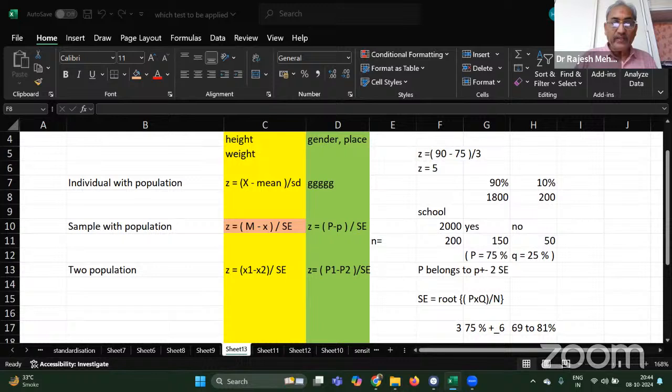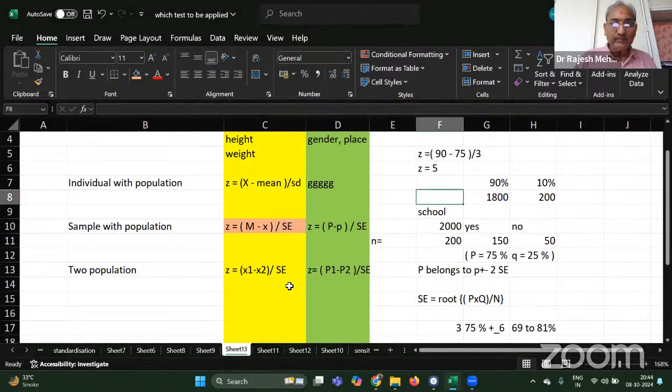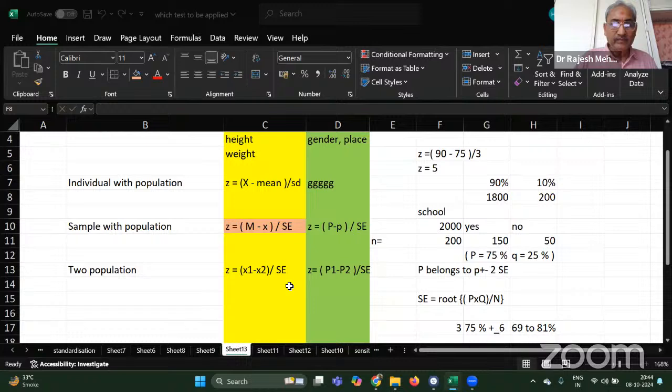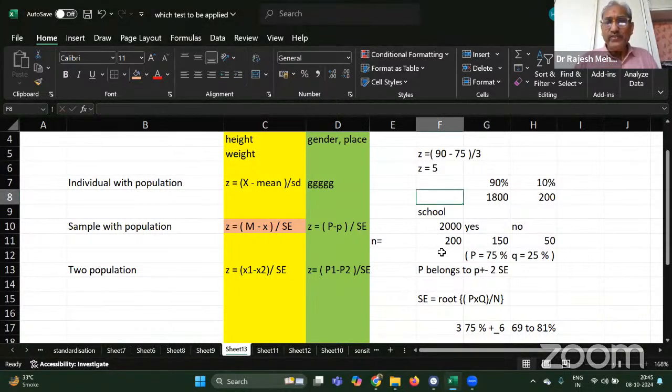So whenever Z is more than 2, the probability of having it by chance is less than 0.05. That is significantly different. This sample is significantly different, right? So once you have understood this, we'll move further.